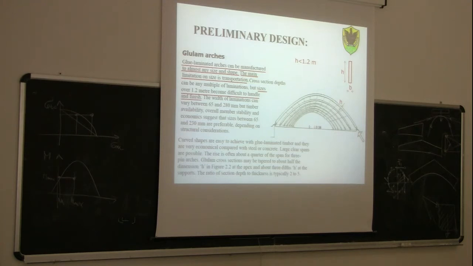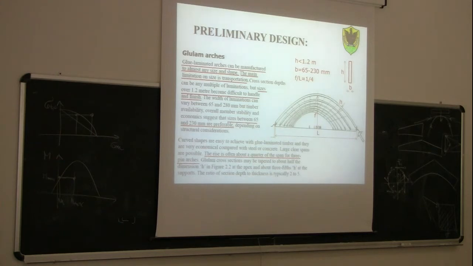The main limitation is transportation. For a not very big sports hall, we should reduce the height of the arch to 1.4 meters. The breadth is between 65 and 130 millimeters. And then there is this ratio here. You see that the ratio between the rise and the span should be more or less 1/4.